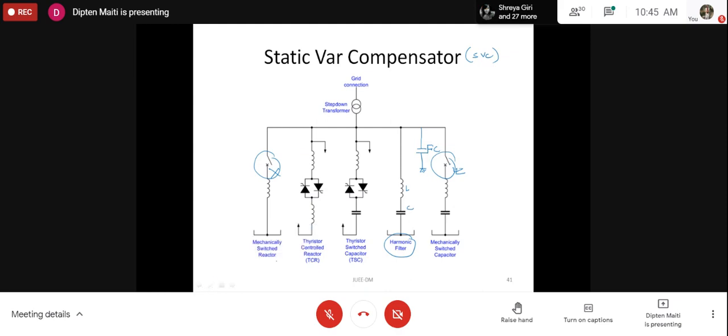They must be there, I would say. However, in a static Var compensator you would usually always find these two components. So TSC is the thyristor switched capacitor. Here once again this inductor may not be there. The thing is that I took this from the internet. This is a very generalized diagram and several things may not be there.